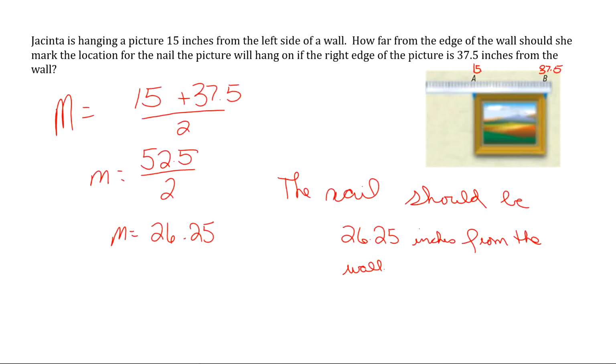Okay, so here's what we would have used. We would have counted the left side of the wall as our 0 point. So we're trying to find the midpoint between 15 and 37.5. We add those together and get 52.5. Divided by 2, we find the midpoint where we need to put the nail, the midpoint between the edges of the picture. So the nail is going to need to be 26.25 inches from the left side of the wall.